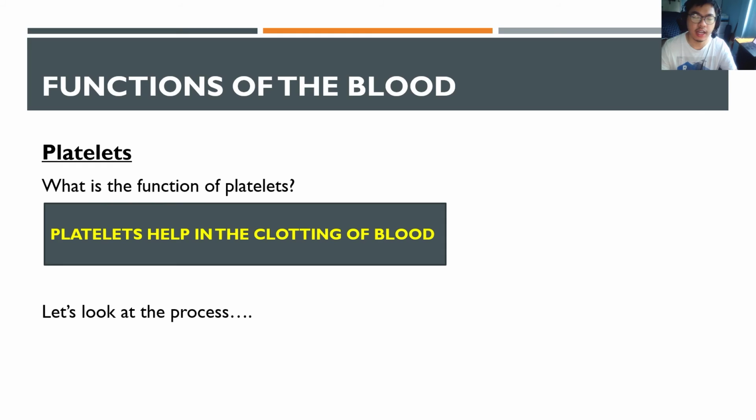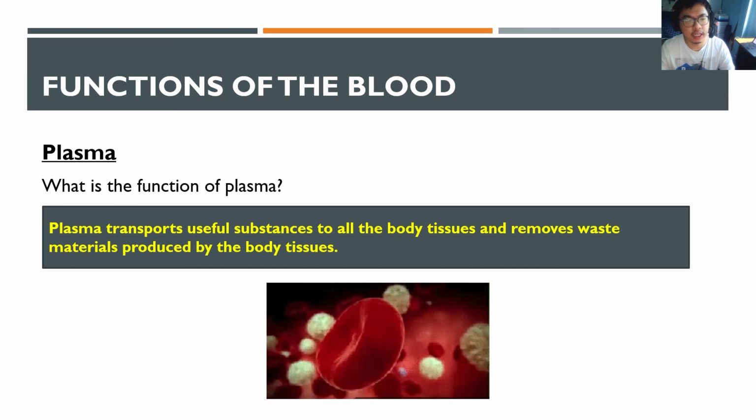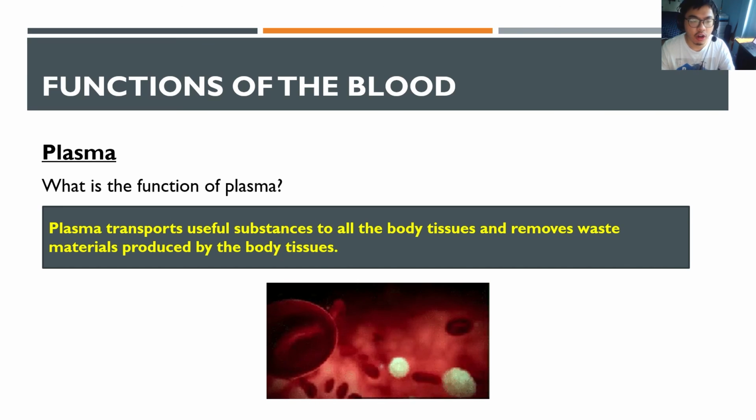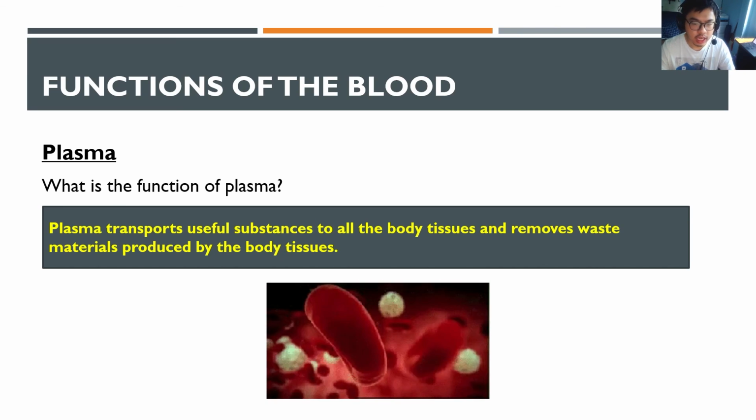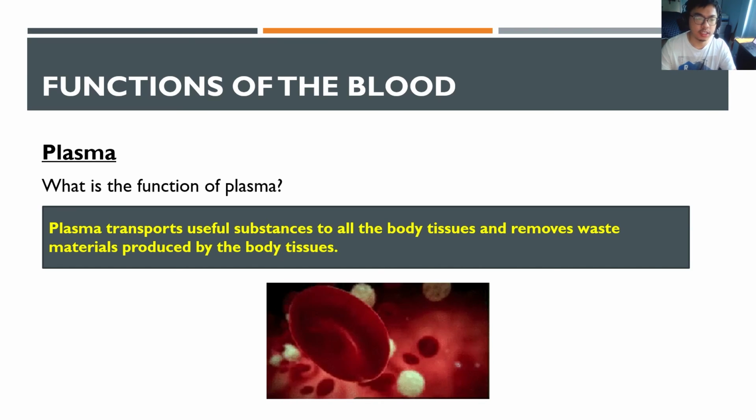So if you have a cut or a wound on your skin, the platelets will help to form a scab, and the scab will cover the cut skin to prevent any germs from going in and to prevent any more bleeding. And lastly, the function of the plasma is to transport all the useful substances in the body and also to transport waste products from the body tissues.